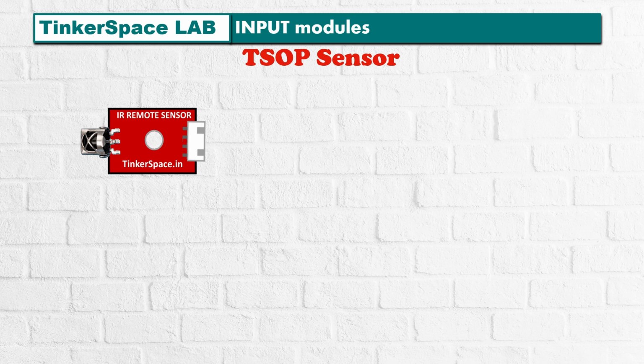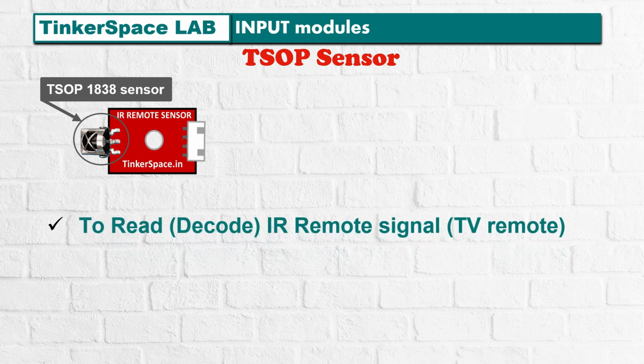Now let's talk about the TSOP sensor, which is a special kind of sensor used to receive signals from IR remotes, like your TV remote. For example, when you press a button on your TV remote, it sends an IR signal. The TSOP sensor picks it up and decodes it to tell the system what to do. The TSOP 1838 sensor is the most commonly used version. It is tuned to receive IR signals at a specific frequency, usually 38 kHz, so it doesn't get confused by other light sources.